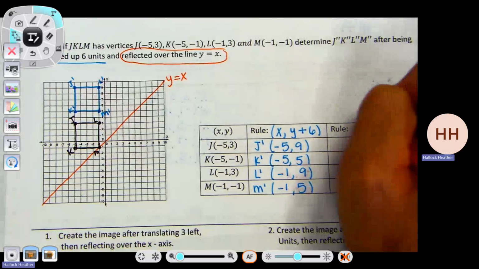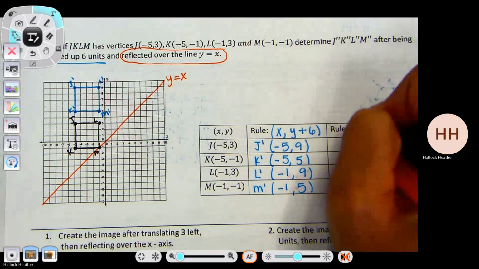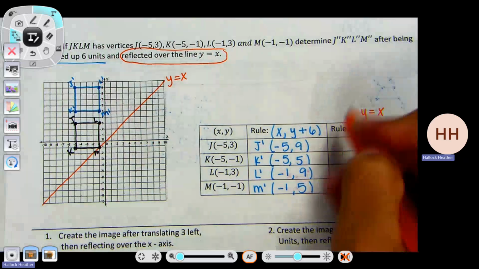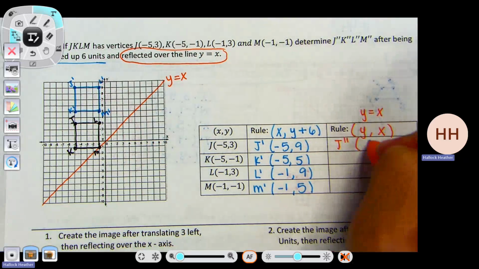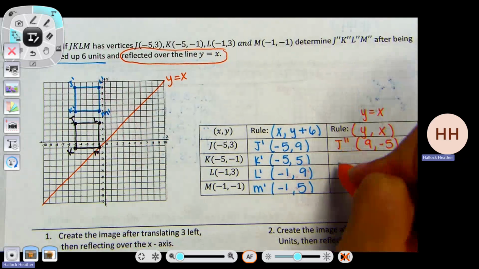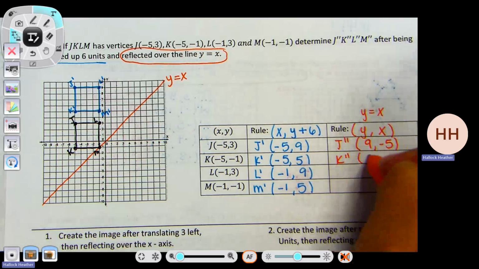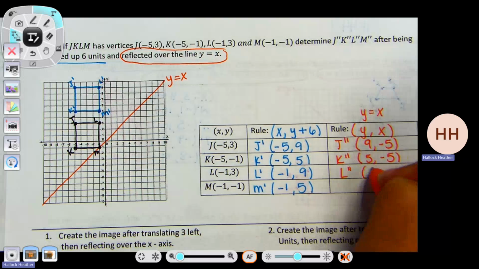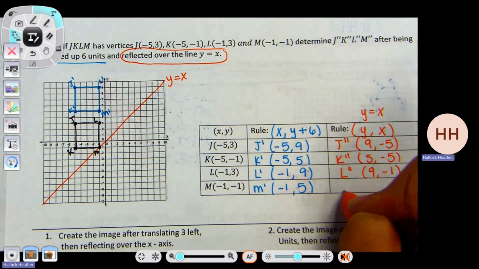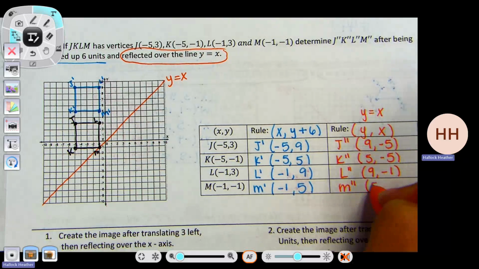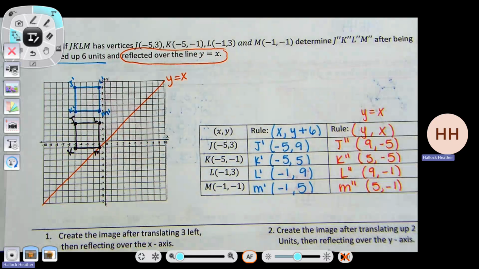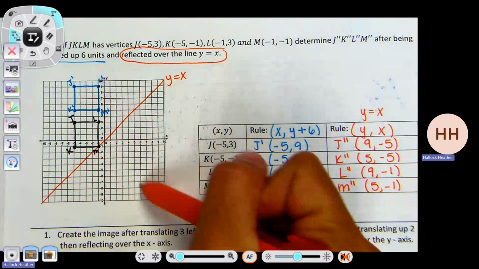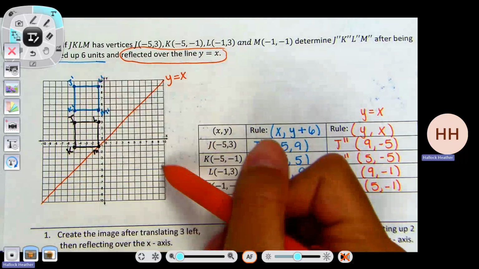So what's the rule for this? y, x. So you're flipping it. You're literally just taking your coordinates and flipping them. So the first one should be 9, -5. The second one should be 5, -5. The third one should be 9, -1. And M double prime is 5, -1. So you're just flipping it. You don't have to worry about the signs. The sign just goes with the number. And then it should end up somewhere over here because since it's at the top over here, now it's going to end up on the side over here.